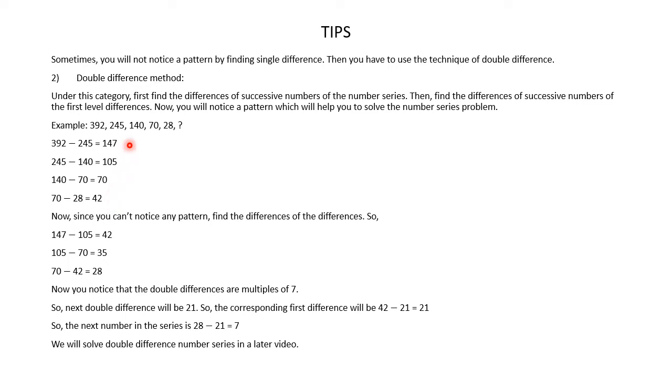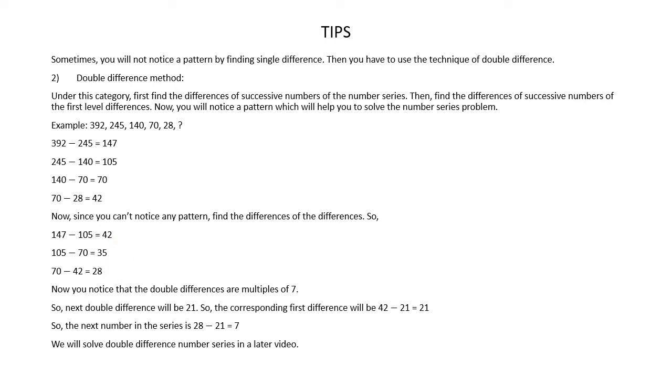You can't notice any pattern here. So move on to the next step. Find the differences of these differences. So now you have 147 minus 105 which is 42, 105 minus 70 which is 35, 70 minus 42 which is 28. So now you have 42, 35 and 28 as the double difference. Immediately you will notice the pattern here.